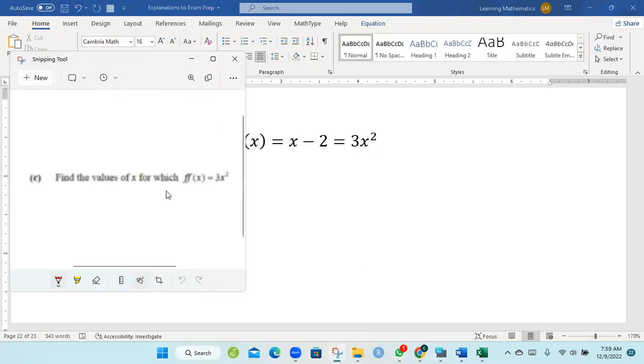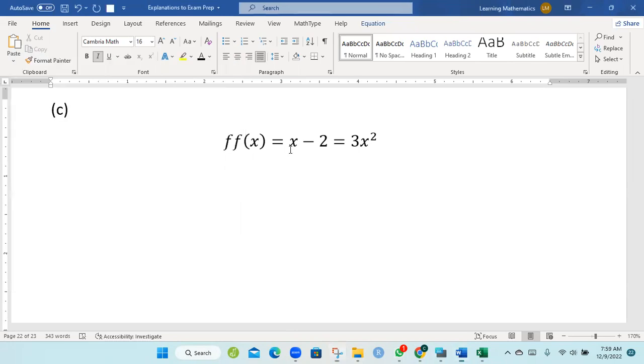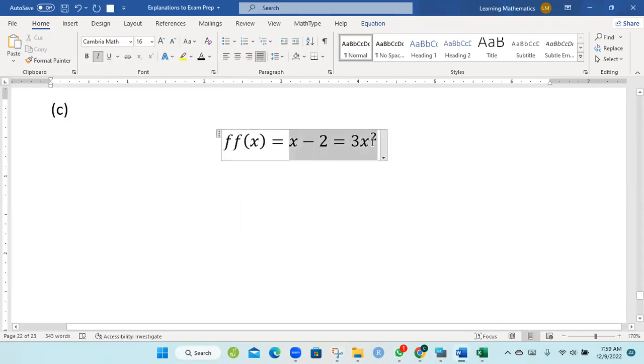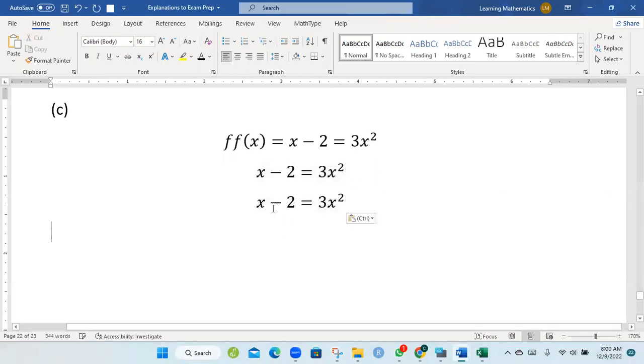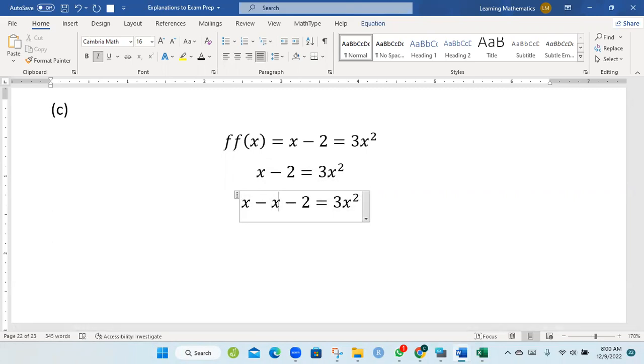Because the question says f of x is 3x squared, and we know f of f is x minus 2. So now we can use this portion here to solve for x. Now this is going to be a quadratic, so we have to bring everything on one side to make the quadratic equal to 0. So we can cancel out both x and negative 2 by subtracting x and adding 2 from the left. So we can subtract x and add 2.